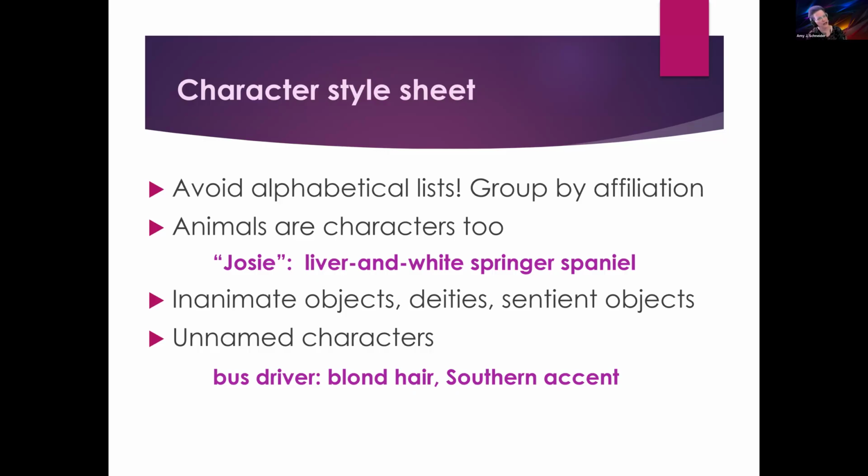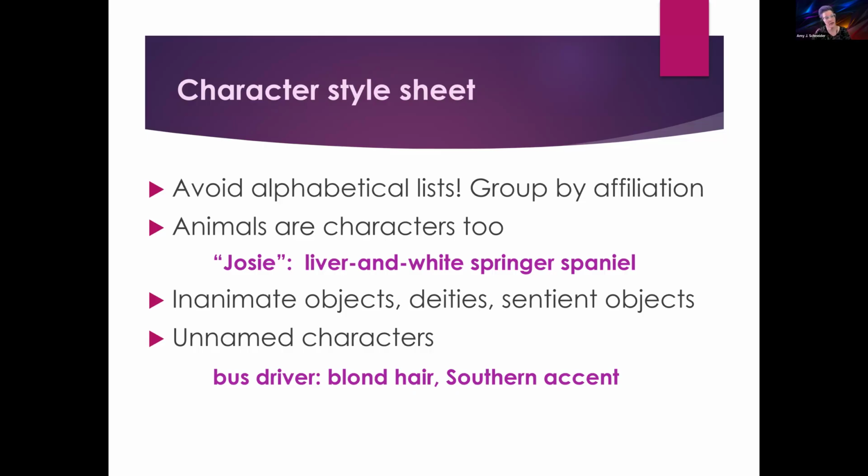So I group people by affiliation, like all the members of a family together, or a group of coworkers, or neighbors, or members of an organization, or the servants, or the bad guys, or the vampires, or whatever. I have heard that some publishers insist on an alphabetical list, though I haven't run into that myself. But if they did, I would just compile a separate alphabetical list and send that along too.